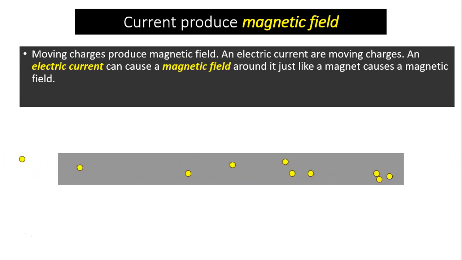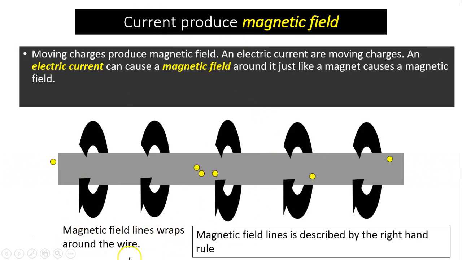First, current to produce a magnetic field. So basically, this is showing a wire with electrons moving inside. Moving charges produce a magnetic field. Electric current is moving charges, and the electric current can cause a magnetic field around it, just like a magnet causes a magnetic field. If I put a compass near this wire, you will see the needle will move. That is because there is a magnetic field around this wire.